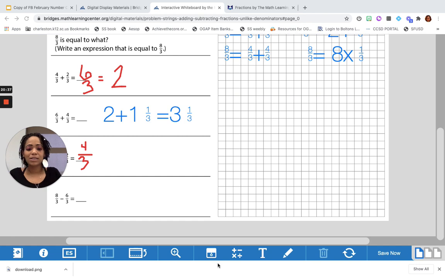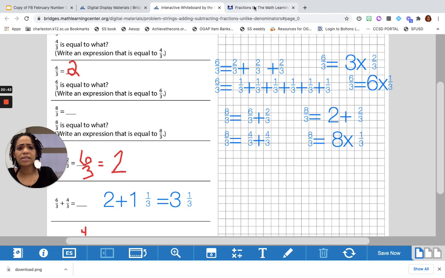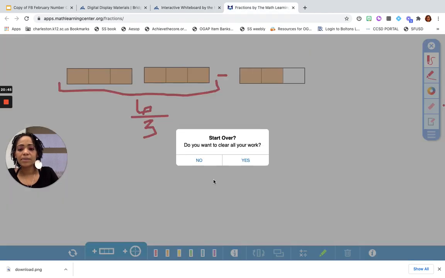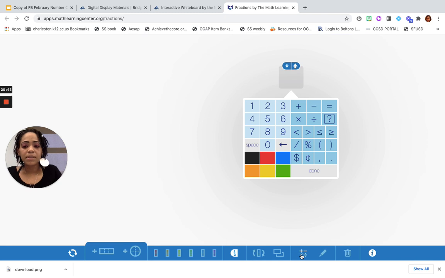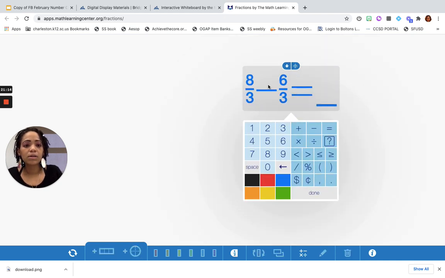8/3 minus 6/3. So here's what I'm going to do. I'm actually going to give you a code. 8/3 minus 6/3. I'm going to clear my workspace here, and I am going to write it up top. 8/3 minus, let me backspace that, minus 6/3. And I want you to tell me what that is. And I want to see a model. Okay, so here's the code.